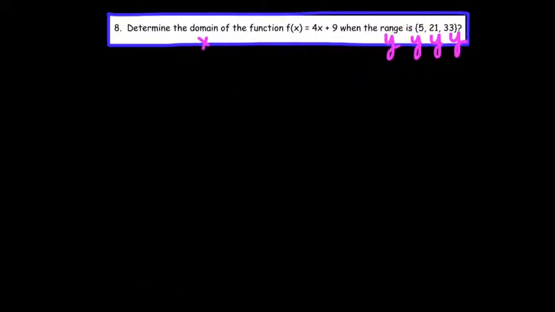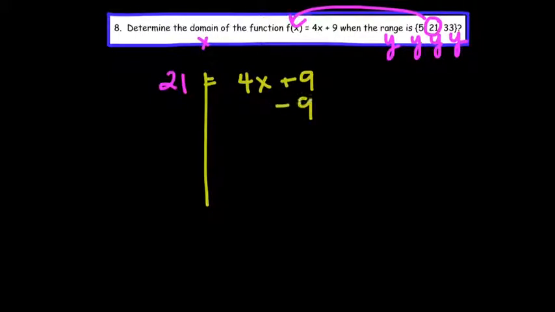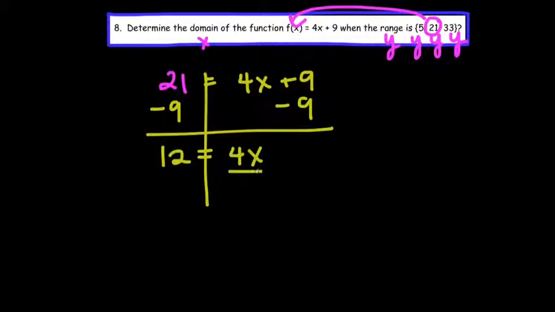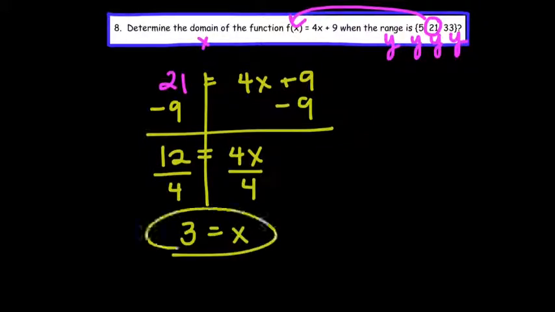Okay, the second value I'm going to plug in for the f(x), or the y, is going to be that 21. So I'm going to start with 21 = 4x + 9. And again, solve the same way. We're going to subtract 9 from both sides first. So 21 minus 9 is going to give me 12. So I have 12 = 4x. And then to solve, divide both sides by that 4. So we have for a second answer for the x value of 3. So x is equal to 3.